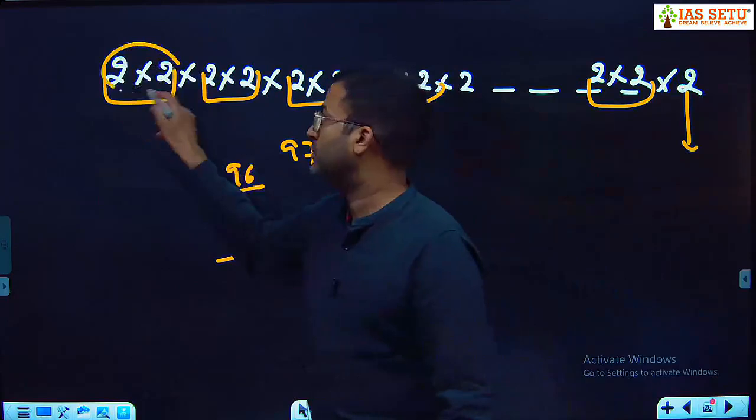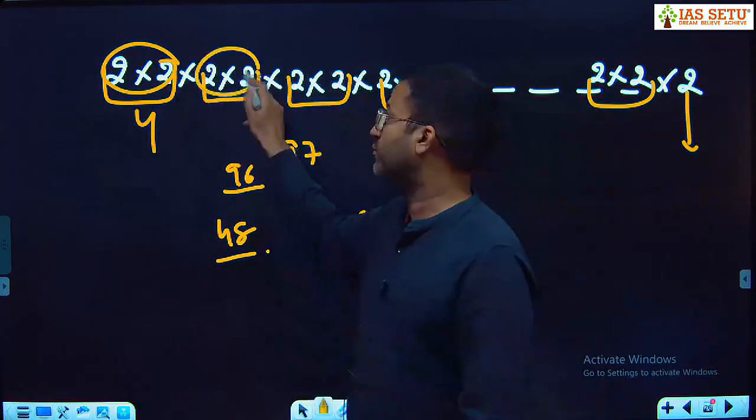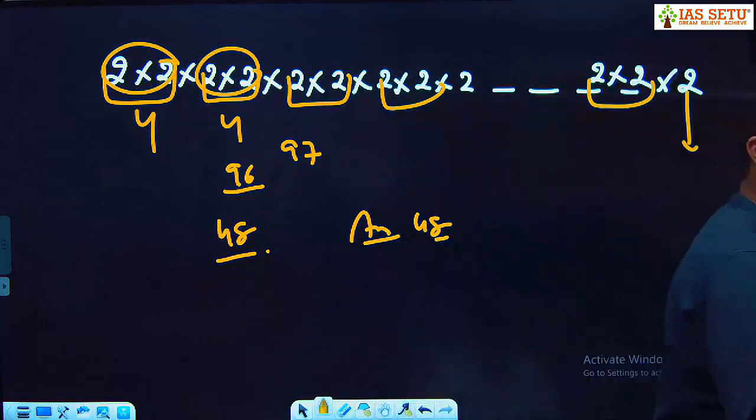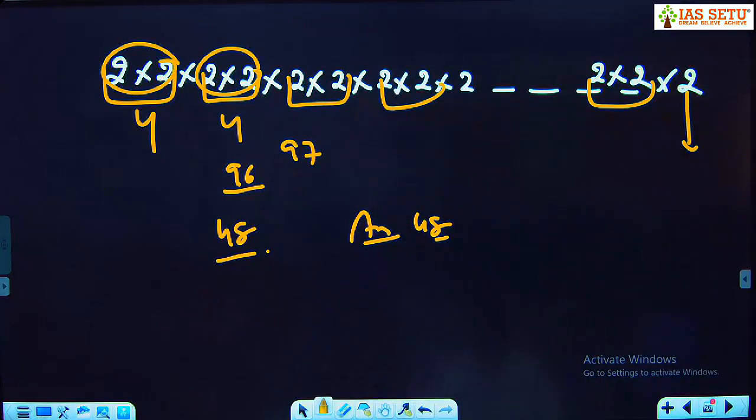This is 4. This is 4. So you have to look for pairing. How many pairings are there? 48 pairings. This is one method. नहीं समझ में आया?